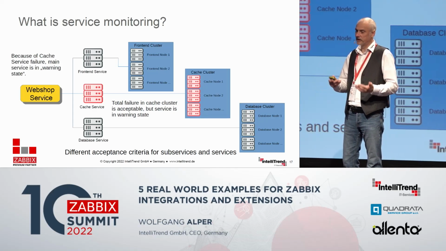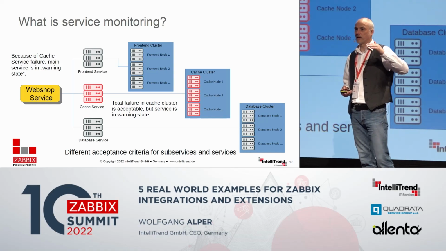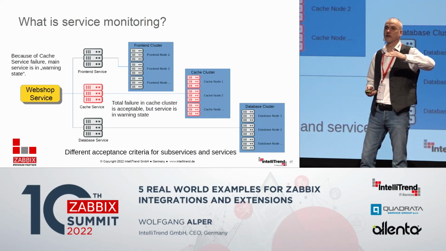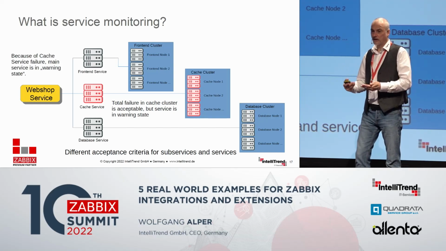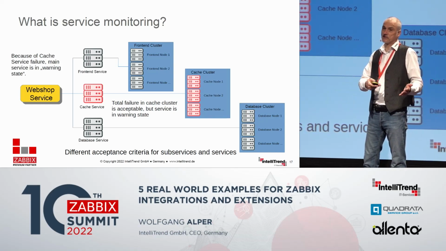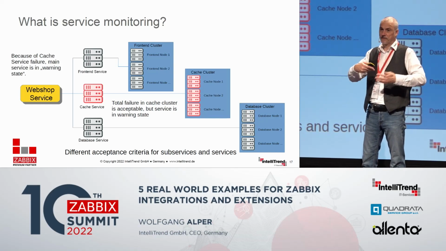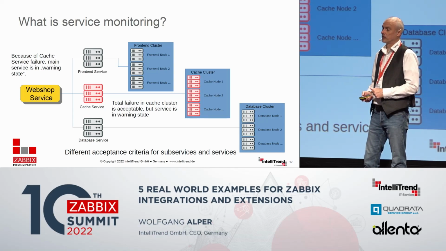So the point that I'm making in the slide is that on one hand, if all of the front-end servers are gone, our web shop service will go away, while on the other hand, if all of the cache servers are down, then our service is still functioning. So we have different ways. We need to interpret this data in a different way. That's the point I'm making here.